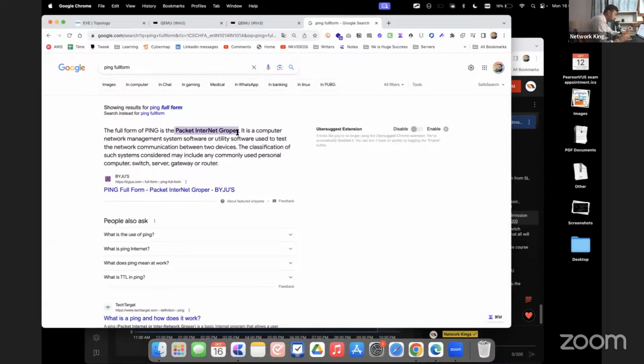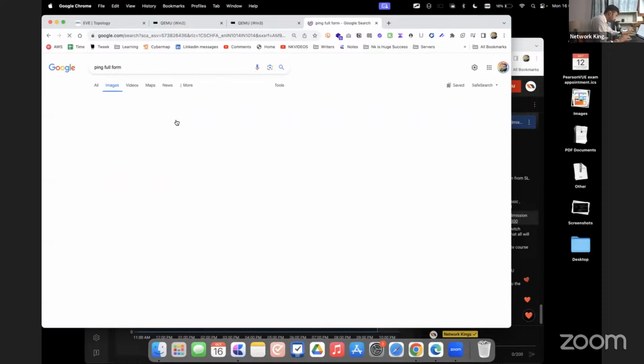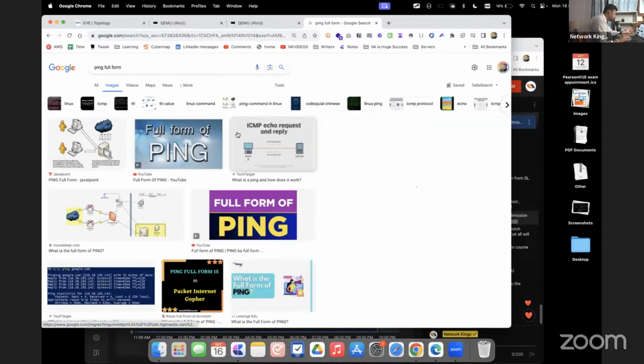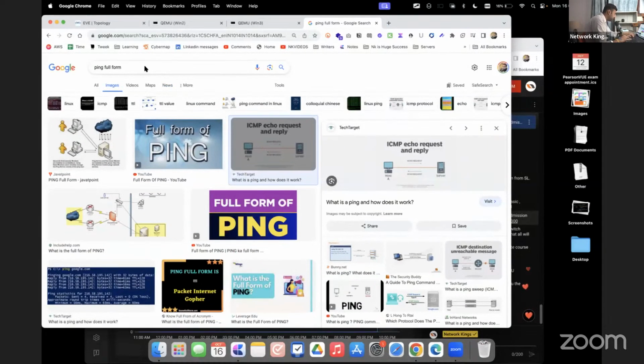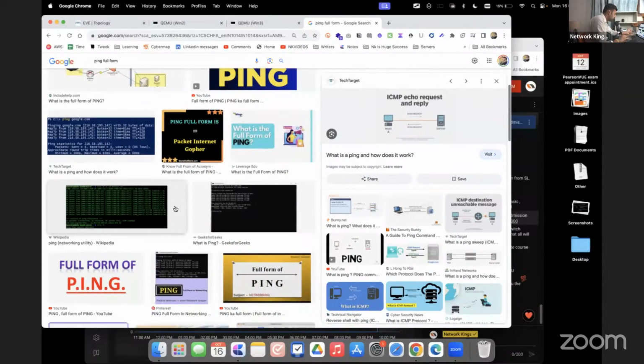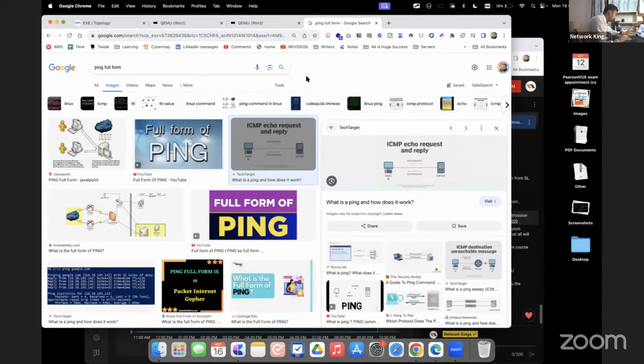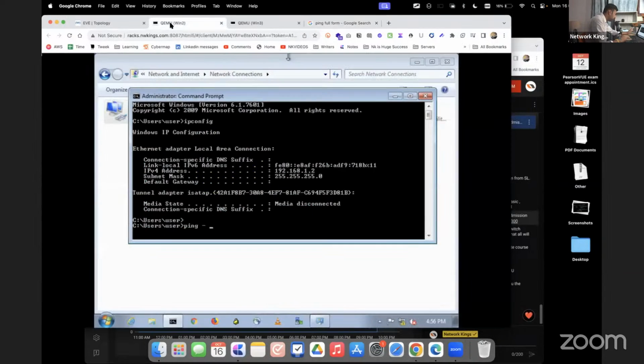What is it? It is a tool. This is a tool used for testing, to test whether another device is connected to me or not. It works on one protocol called ICMP. We will discuss all those things in advance. But as of now, you just understand ping is a tool to check connectivity. So what does ping do for us? Ping is a tool to check the connectivity.